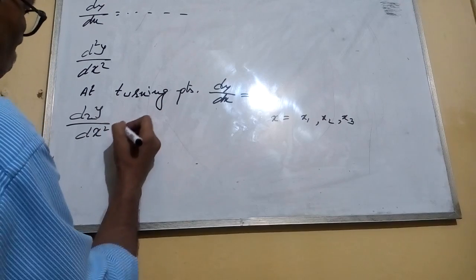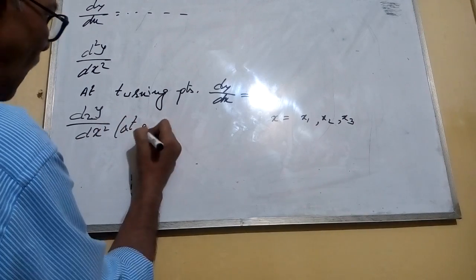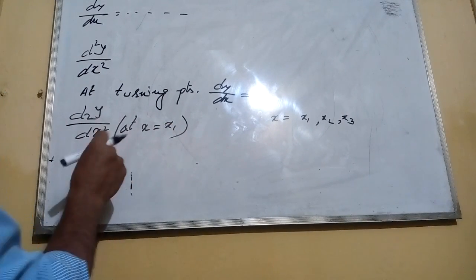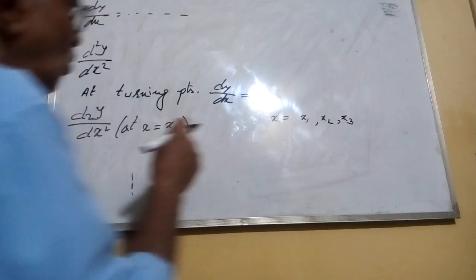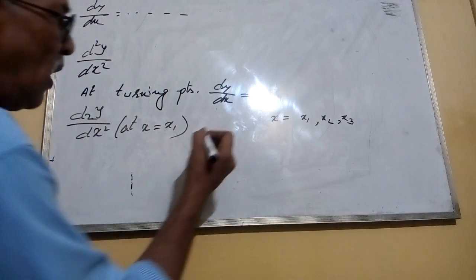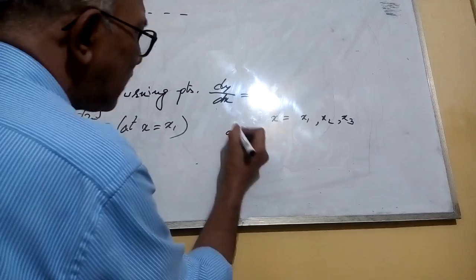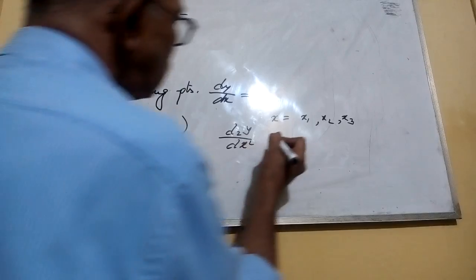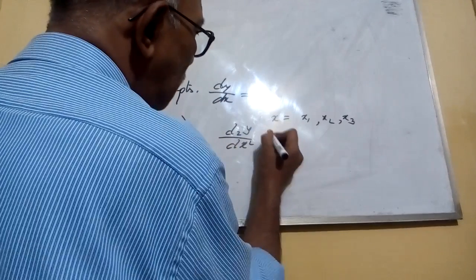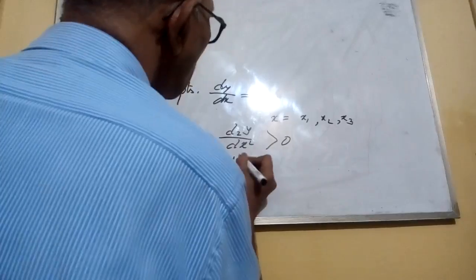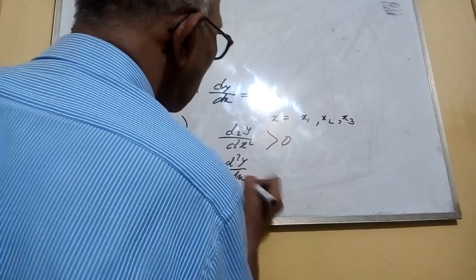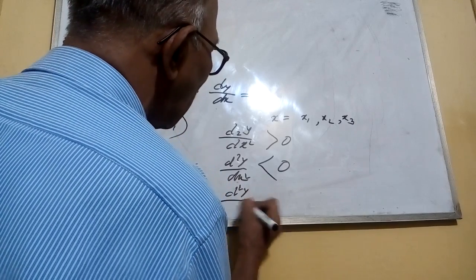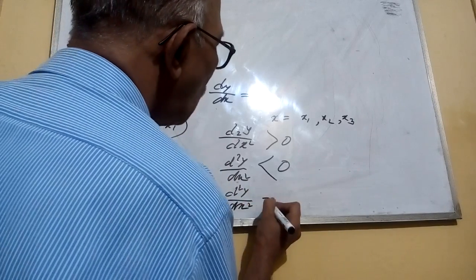at x equals x1. Then similarly find at x equals x2, at x equals x3, where for d2y/dx² there are three possibilities. d2y/dx² may be greater than 0, d2y/dx² may be less than 0, d2y/dx² may be equal to 0.